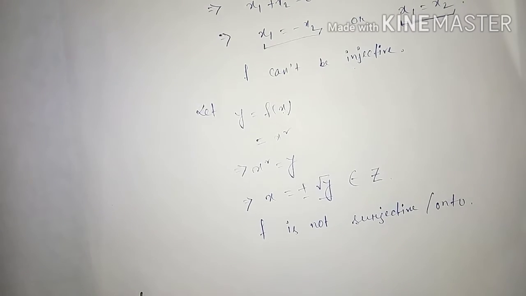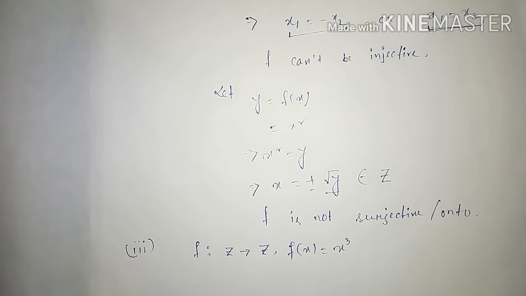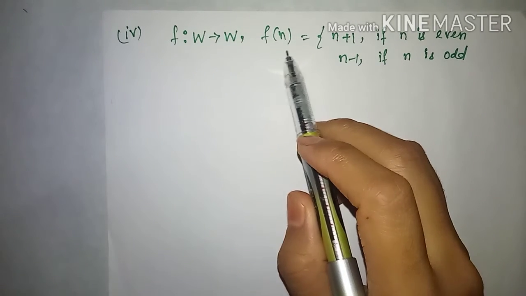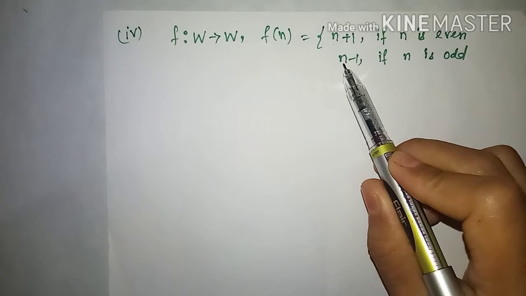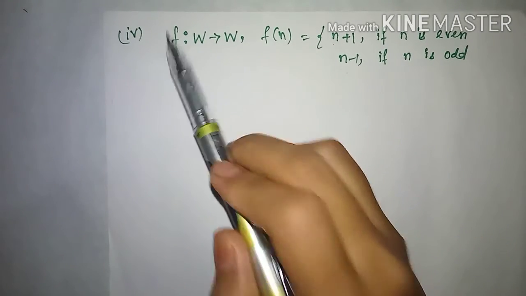Now question number 3 is f from Z to Z, f of x equal x cube. And this is very similar to the question number 1 and 2. Therefore, I am skipping this. So this is for homework. Next question is f from W to W, f of n equal n plus 1 whenever n is even and n minus 1 whenever the number n is odd. So we have to check whether this function f is injective or surjective.